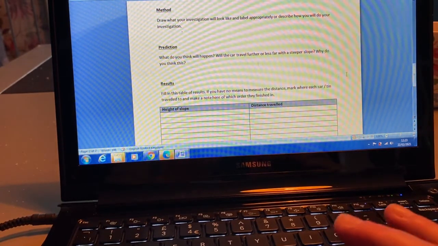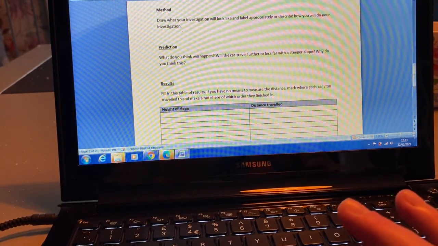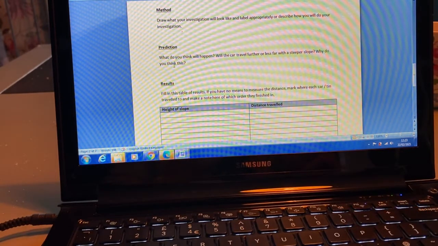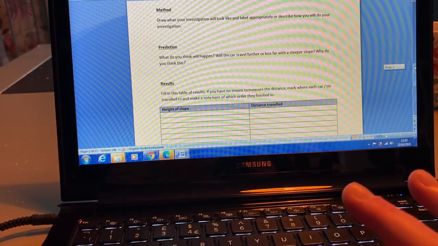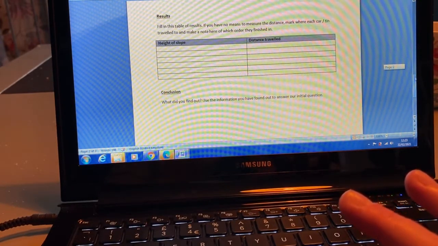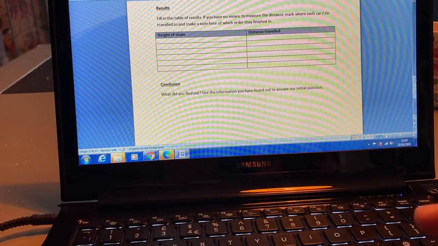And then this bit here is your prediction. So your prediction is all about what you think will happen. So will it travel further or less far the steeper the slope goes? And why do you think that? Very important, the why, because it shows, like I said, the science thinking. I've done a table here for your results.